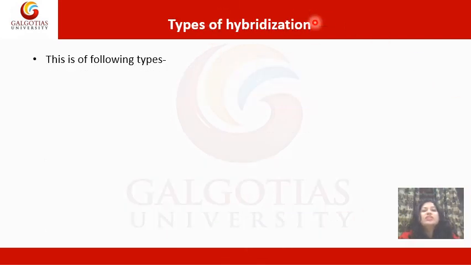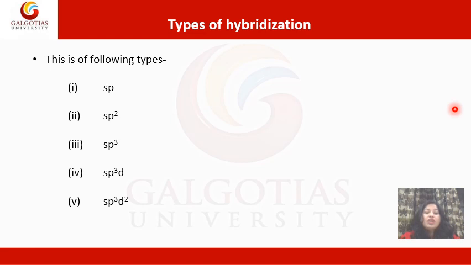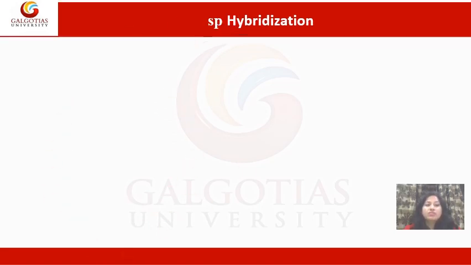Now, we discuss types of hybridization. There are 6 types of hybridization. Number 1, sp hybridization. Number 2, sp2 hybridization. Number 3, sp3 hybridization. Number 4, sp3d hybridization. Number 5, sp3d2 hybridization. And number 6 is dsp2 hybridization. Now, let us discuss all these hybridizations in detail with suitable examples.